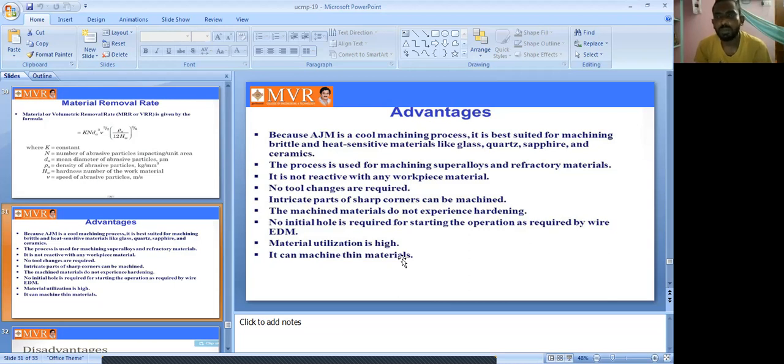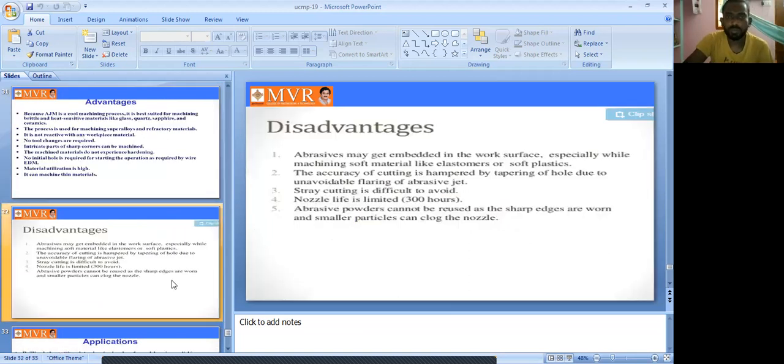So it can be machined for thin materials only. Okay, so these are the advantages of the abrasive jet machining process. Next topic, the disadvantages.